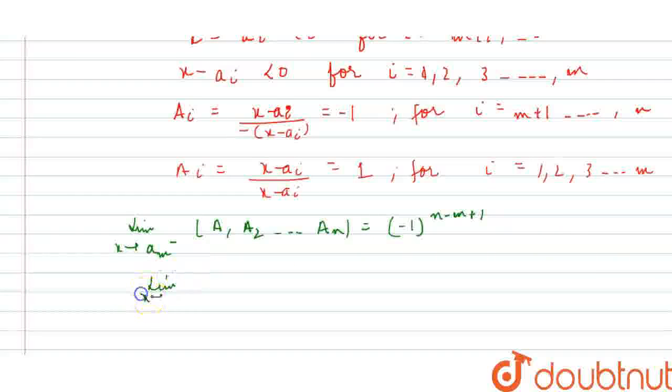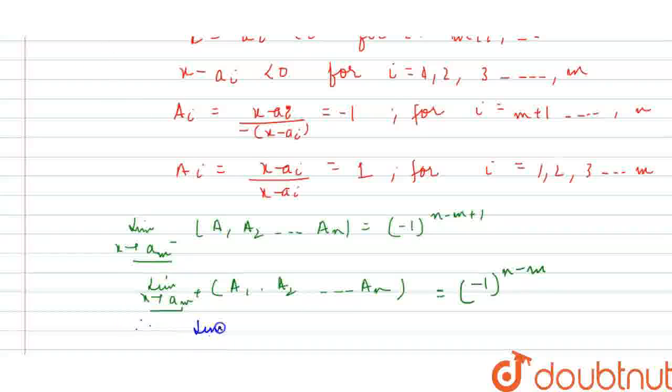And limit x approaches to am positive, that would be a1, a2 up to an. This is basically multiplication. So the value is equal to minus 1 to the power n minus m. So therefore we can say, since this is not equal to this, this limit does not exist. Let us have a look at the options.